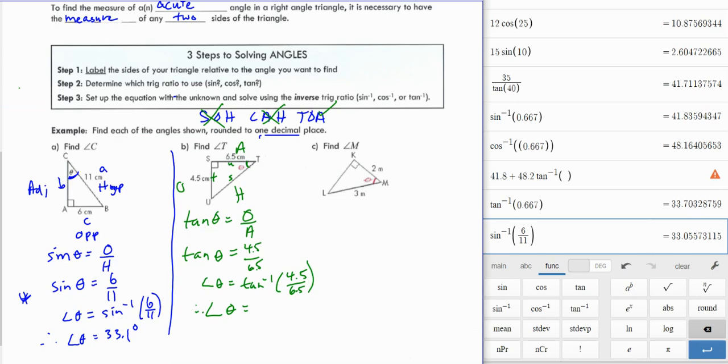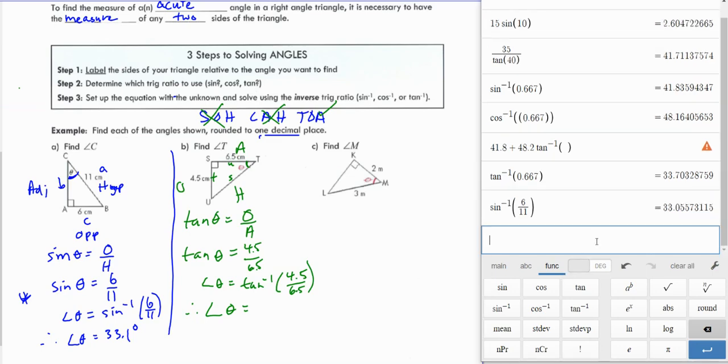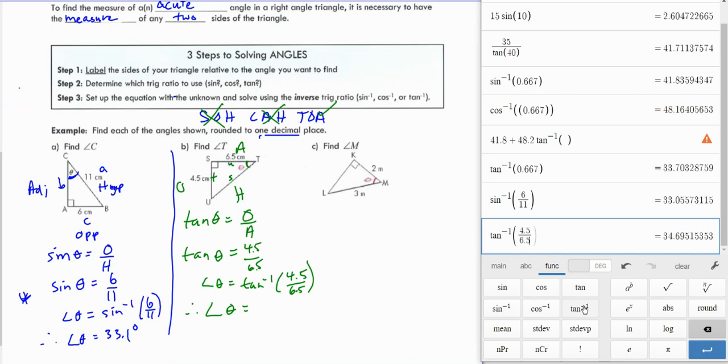Oh, I was going to try and make it a therefore symbol. All right, let's do this. So second function tan, bracket, 4.5 divided by 6.5. Okay, 34.67 rounded to 1 decimal place is 34.7.